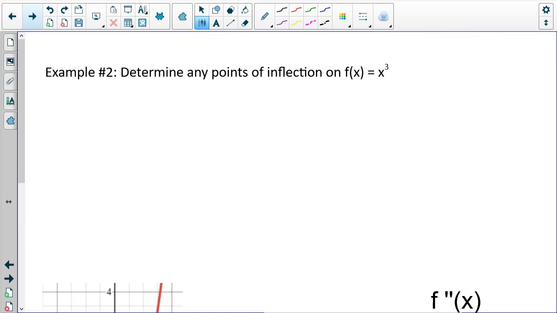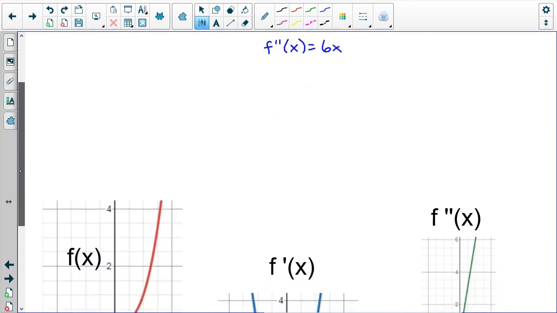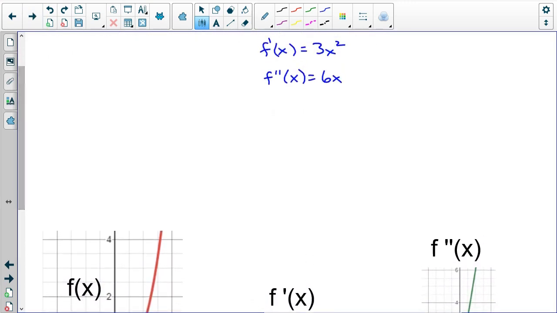Example 2, determine any points of inflection on f of x equals x cubed. I actually already did this problem, so I'm going to go through this really fast. F prime of x equals 3x squared, f double prime of x equals 6x. I actually already did this a few slides ago when I was talking about stationary points. But if I'm looking at this, I want f double prime of x to equal 0, and that occurs at x equals 0.